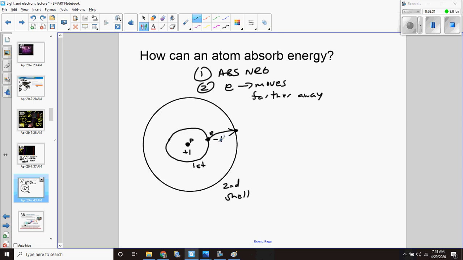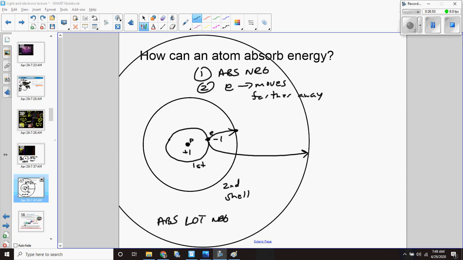So let's say an atom absorbs a lot of energy, then the electron can jump from here all the way out to here, to a shell that's right here. So if an atom absorbs a huge amount of energy, the electron can jump really far away. So let's say this is the first shell, this is the second shell, this is the third shell, all right?